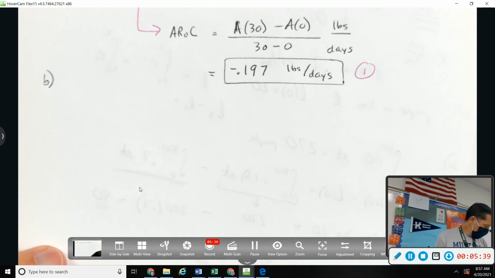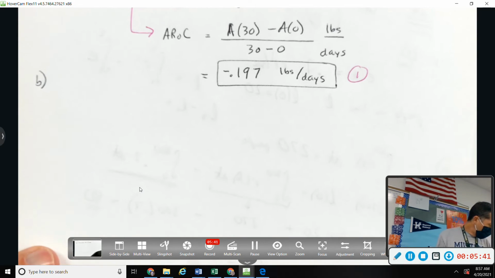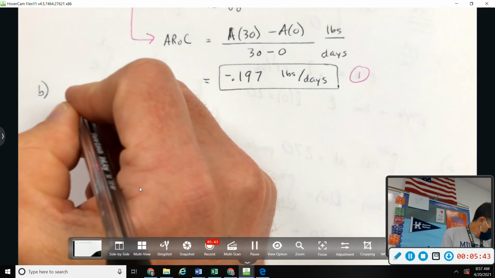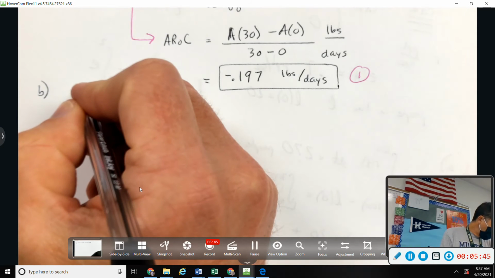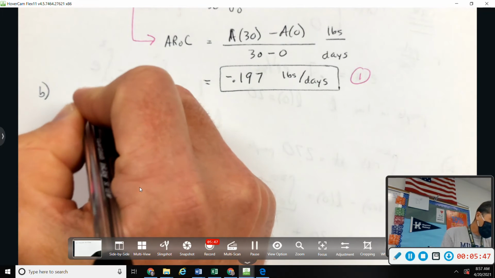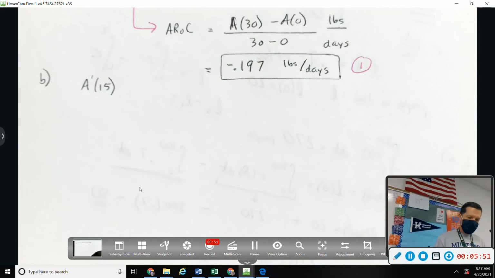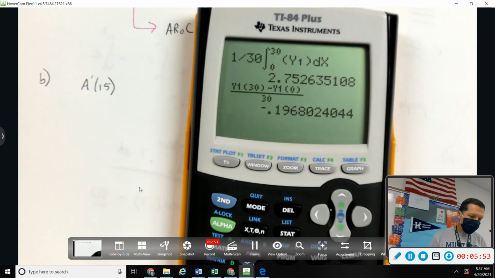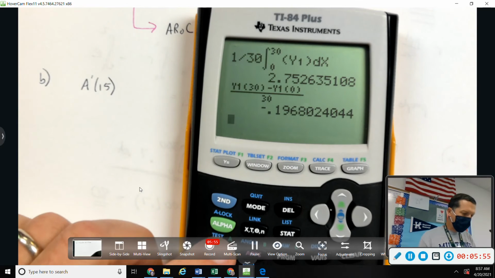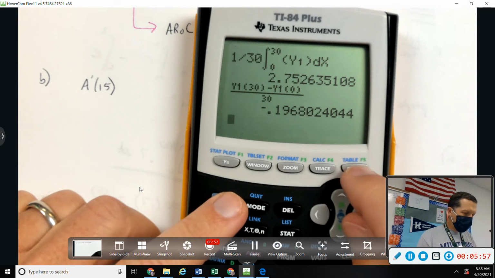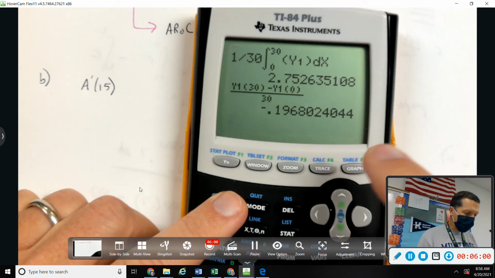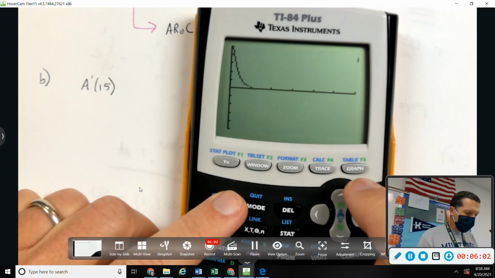Part B. Find A prime of 15. Using correct units, interpret the meaning of the value in the context of the problem. Okay, well, A prime of 15, that's a calculator thing. I can do that. Because I don't want to find the derivative on my own, I'd rather let the calculator do it.